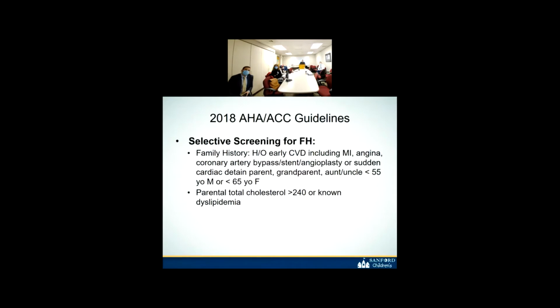If we dive a little deeper into selective screening for FH, we're talking about family history. So if you have a history of early cardiovascular disease, such as MI, angina, coronary artery disease, including bypass, stenting, angioplasty, or sudden death in your parent, grandparent, aunt, uncle, less than 55 years of age for the men, less than 65 for the women, that puts you at a higher risk, and you should be screened. If your parental total cholesterol is greater than 240, or they have a known dyslipidemia, you should be screening those kids, again, starting as early as 2 years of age.